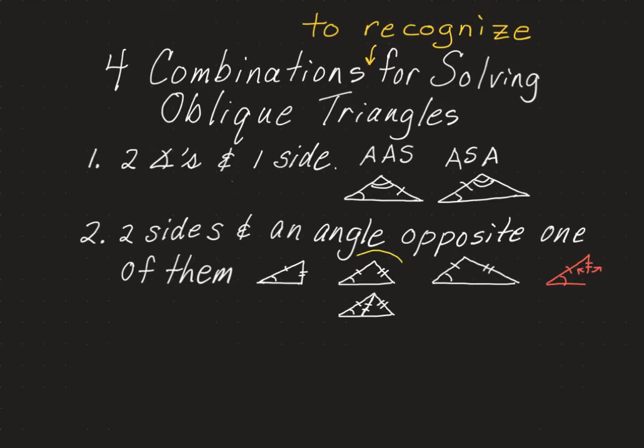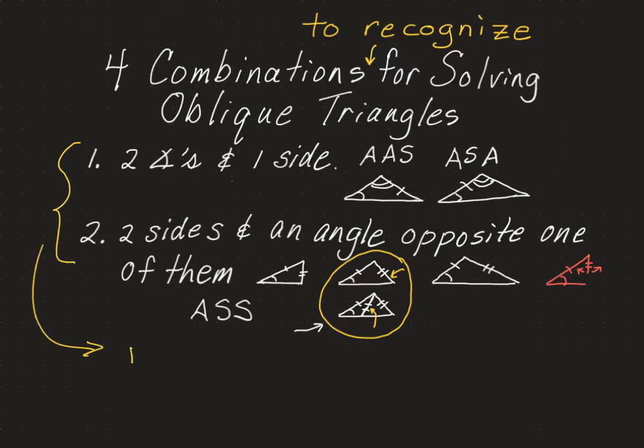Also, please remember that there are two possibilities if the side opposite the angle is shorter than the side that is adjacent to the angle. So that's why you always have to be careful when you have angle, side, side. You cannot prove congruence with it, but you may apply the law of sines as long as you watch out for that instance. With both of these combinations of angles and sides, you can use the law of sines.